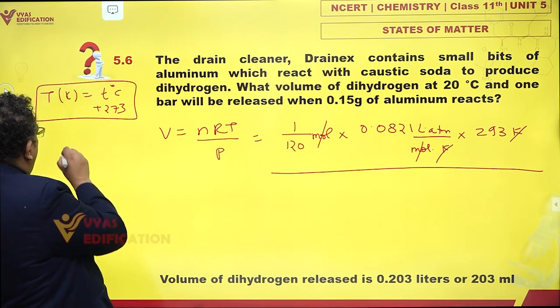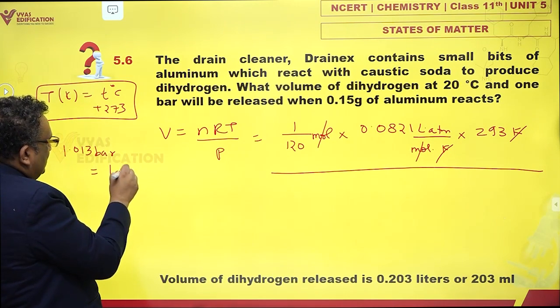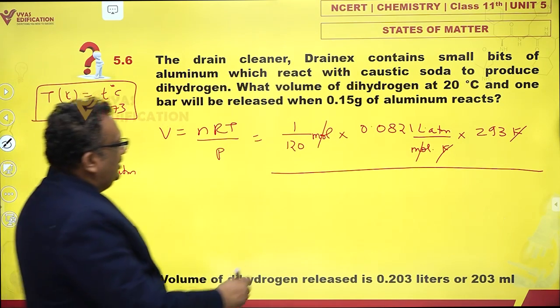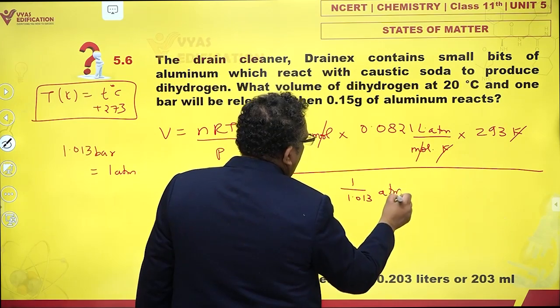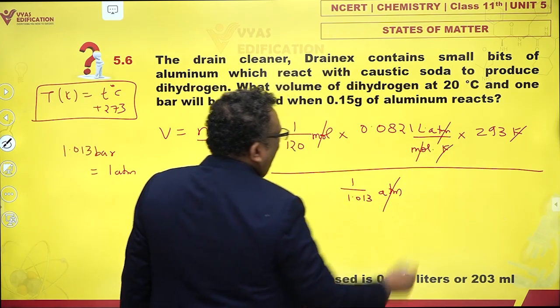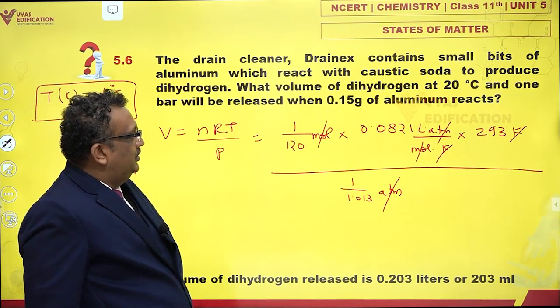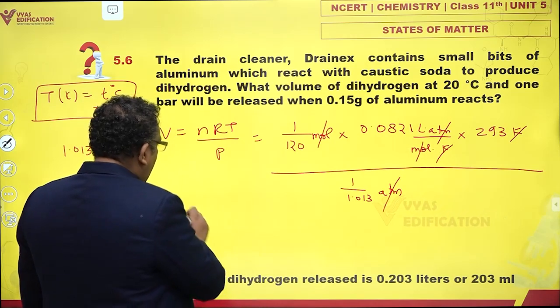1.013 bar is equal to 1 atmosphere. So, if you want, 1 bar is 1 upon 1.013. You could also use that, and roughly this is just 1 only. There's not much difference. Fine. How do we calculate? Let's see.